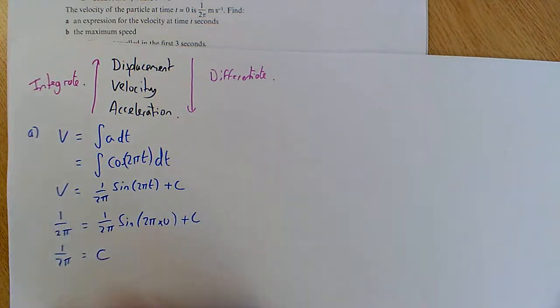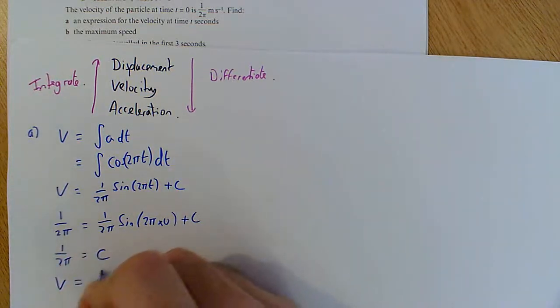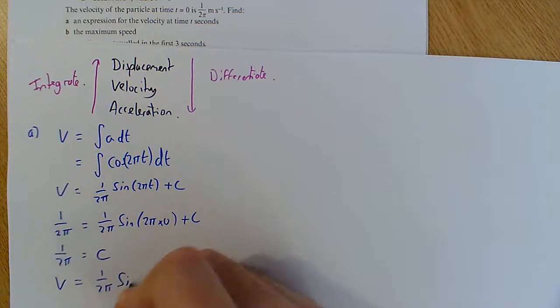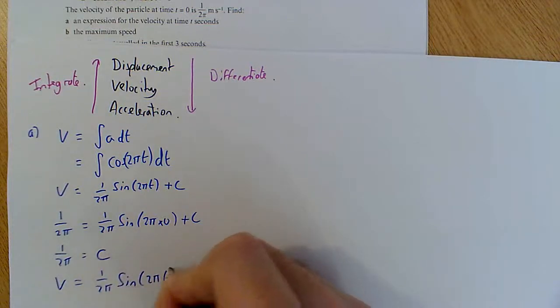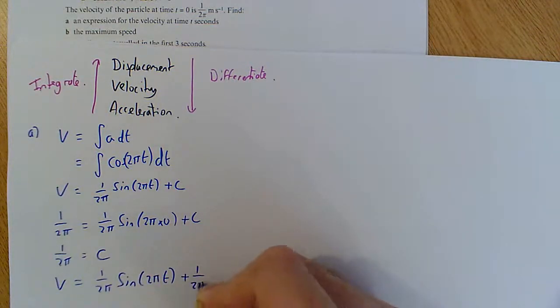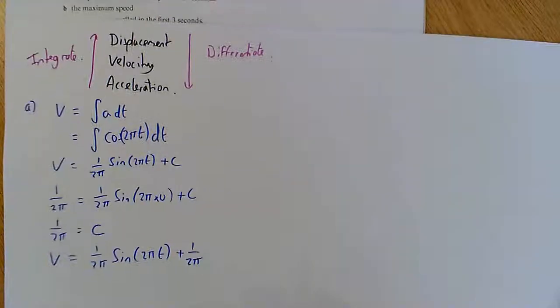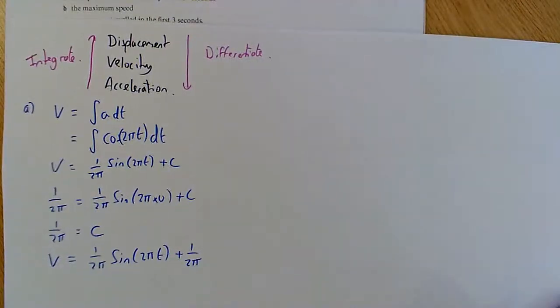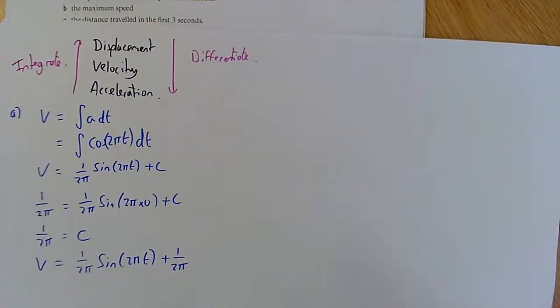What does that tell us? Well, that's going to give us our final answer that v is 1 over 2 pi sine 2 pi t plus 1 over 2 pi on the end. So that's integrating the acceleration to find out what the velocity is.